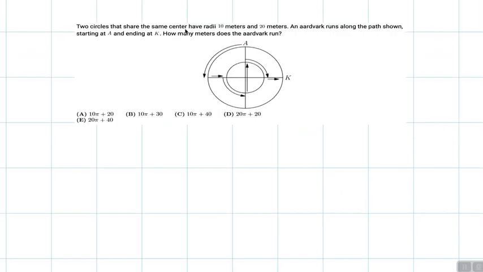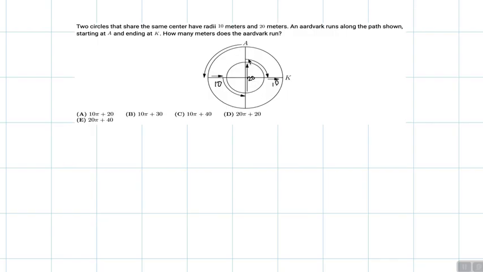Two circles that share the same center have radii 10 meters and 20 meters. An aardvark runs along the path shown, starting at A and ending at K. How many meters does the aardvark run? Radii 10 and 20 meters. Okay. So just radii wise, this is going to be 10, because this radii is 10. Yeah, 10. This is going to be 20, and then this is 10 here.